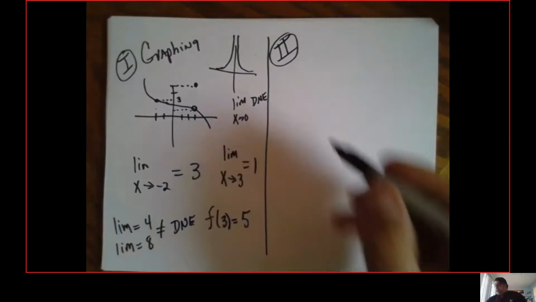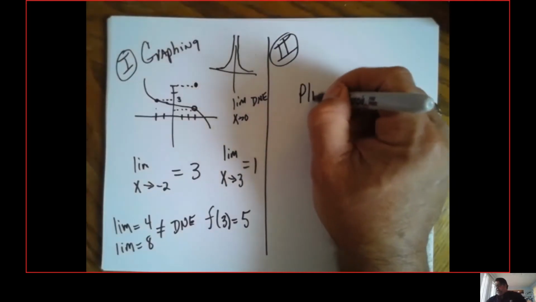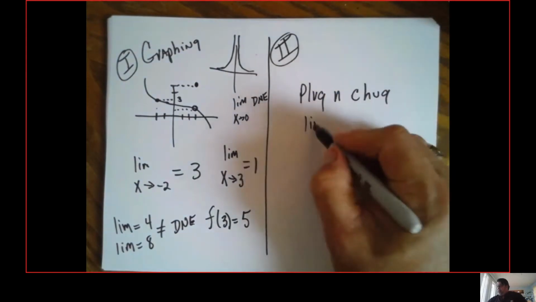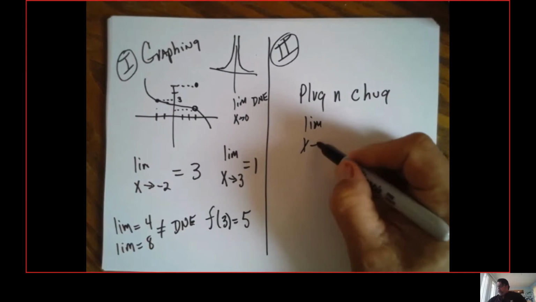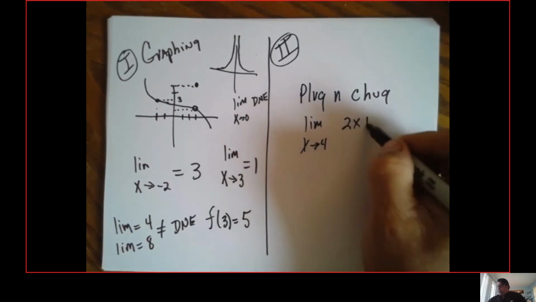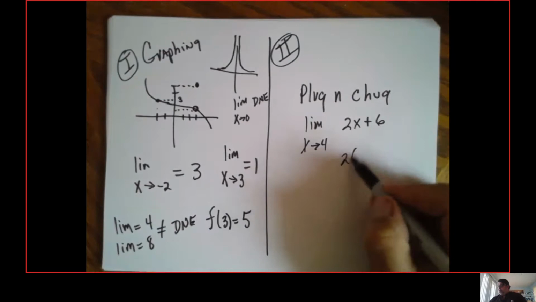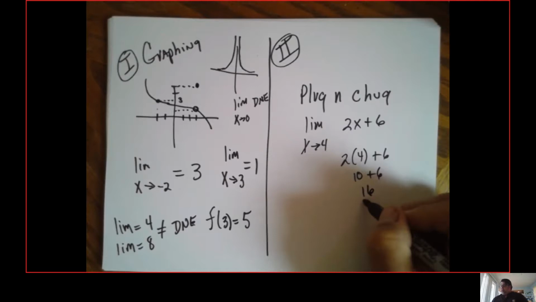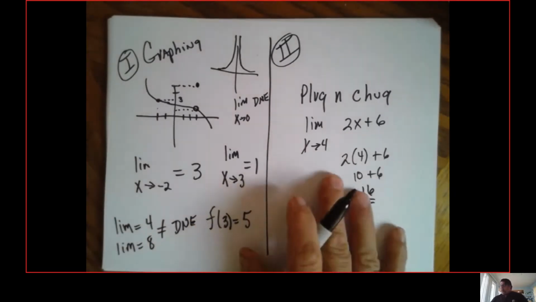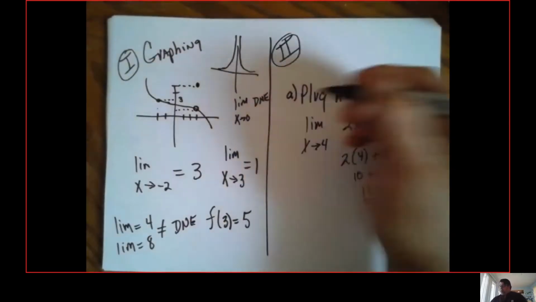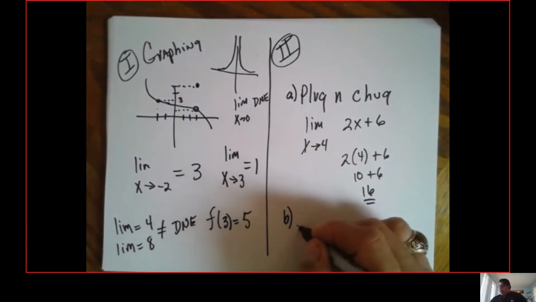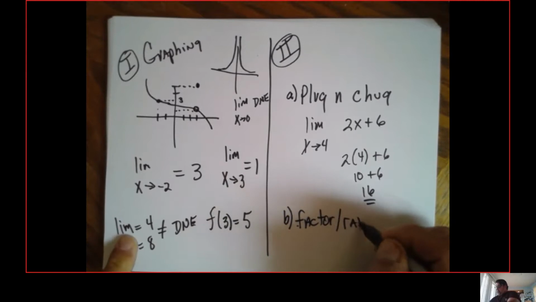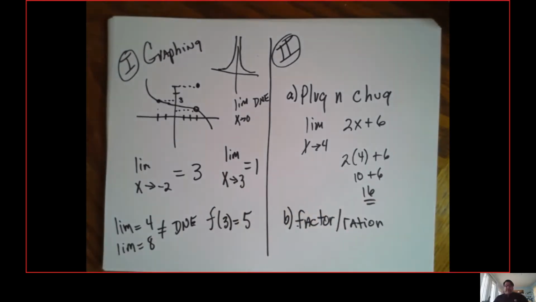You're going to have simple plug and chug. I think we went over that the other day. Okay, where you have a limit as x approaches 4 of 2x plus 6. And that would be 2 times 4 plus 6, which is 10, plus 6, which is 16. All right, we went over a couple of those problems the other day. So I call those plug and chug. B, factor. Factor or manipulate by rationalizing. Okay, that's the ones that I'm going to go over today.